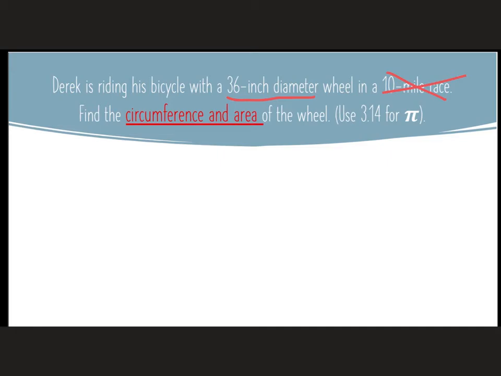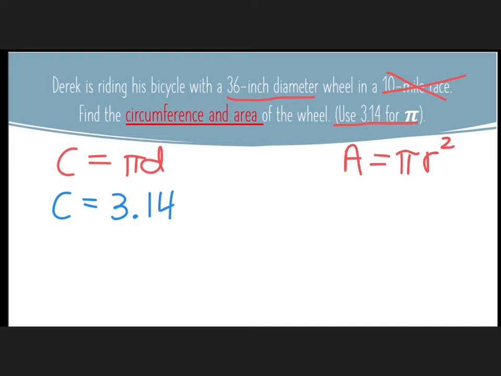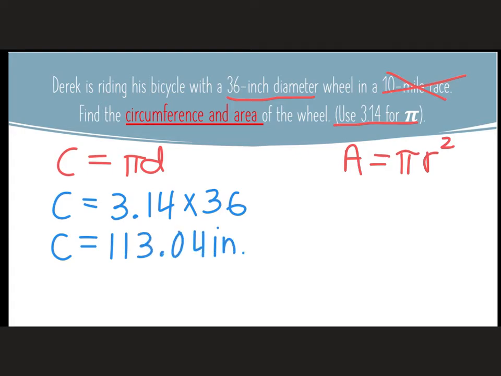First, let's talk about our formula. So circumference, remember, is pi times your diameter, and area is pi times your radius squared. For this problem, they say to use 3.14 for pi. So when I plug this in, let's do circumference first. Circumference is going to equal 3.14 times my diameter, which is 36. Type this in your calculator. You should get a circumference of 113.04 inches.